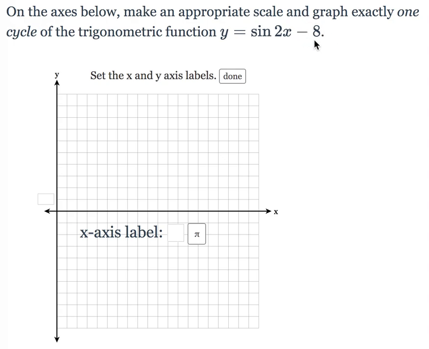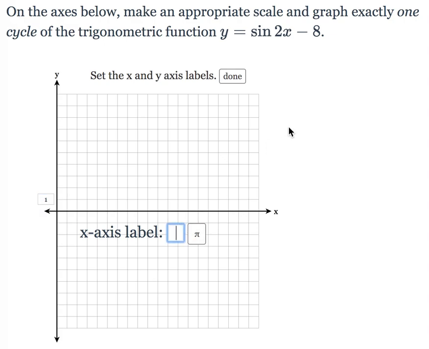So if my midline is -8 and my amplitude is 1, I can add 1 and subtract 1. So that means my maximum is -7, my minimum is -9. Knowing that, I can fit those values down here. I don't have to make the scale anything other than 1. So I'm just going to type in 1 for me.